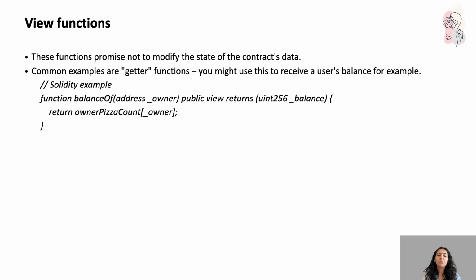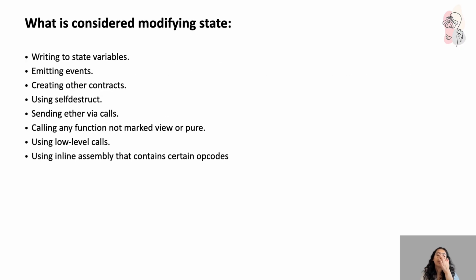Coming to view functions, if you explicitly mark a function as view, it promises that it's not going to modify the state of your contract's data. Now you will be asking me, how do I know what is modifying the state and what is not? I'll let you know in the upcoming lecture. There is a slide prepared specially for this that tells you when and in which ways you are modifying the state of the contract. Common examples are getter functions. You might use this to retrieve a user's balance, but only to read it and not to make any amendments to it. Yeah, this is the slide I was talking about.